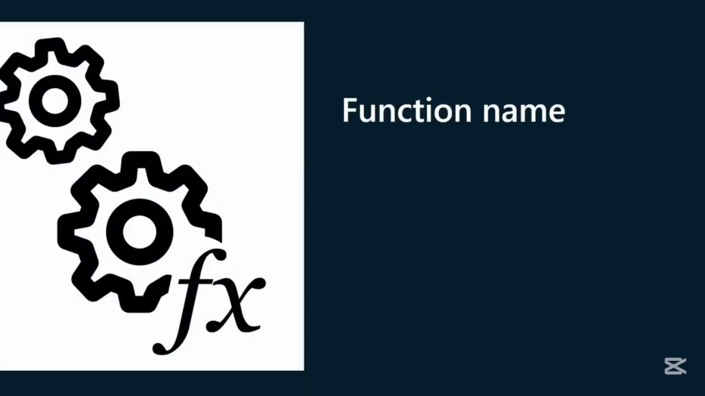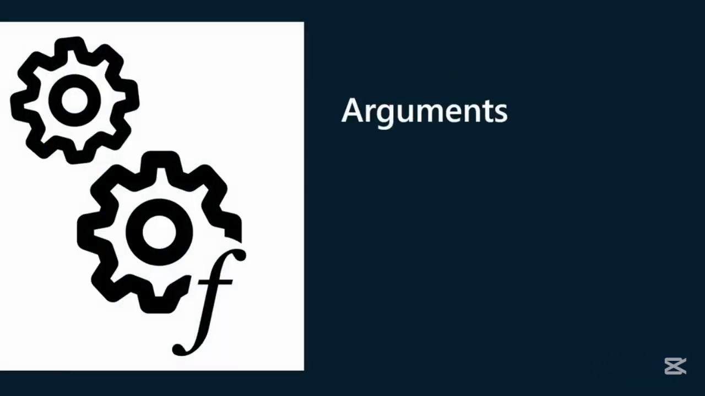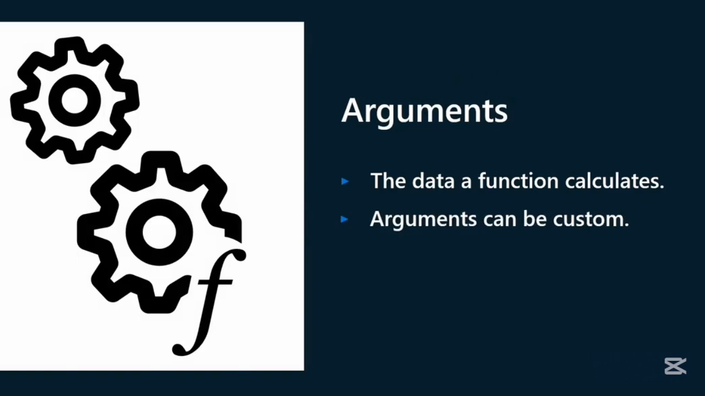The first element of a function formula is the name of the function. This takes the form of a single word, such as sum. The sum function adds all the values within a selected range of cells. As you've just learned, a function calculates data. This data or information is referred to as an argument. The data it accepts is also custom. You can add your own information to the formula to direct and control the action of the function.